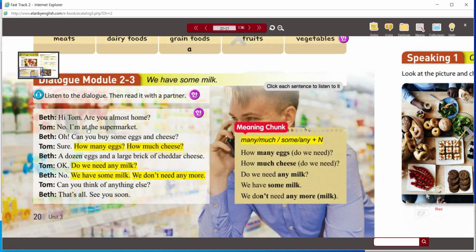2, does Beth need cheese or milk? Okay. Beth asks, can you buy some eggs and cheese? Okay. So the answer is cheese. Later, Tom asks, do we need any milk? And Beth says no. Okay. So cheese, yes. Milk, no. 3, how many eggs does Beth need? Okay. In fact, Tom asked that question. And the answer, a dozen.